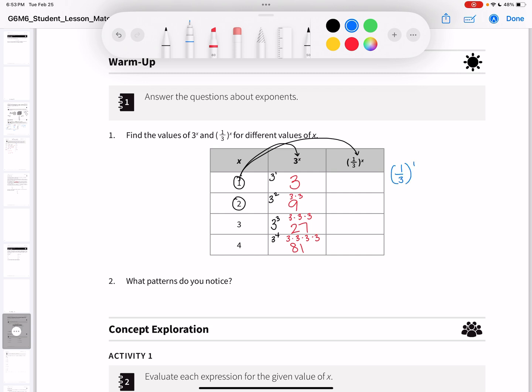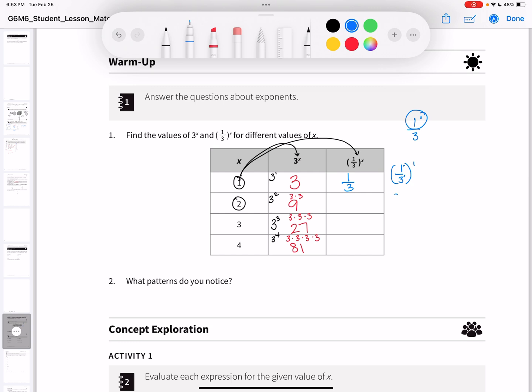And we put it in parentheses because that power of 1 goes to our top number and our bottom number. If there was no parentheses, if it was just like this, then we would only do that exponent to the top. But when it's in parentheses, it means to do it to the top and the bottom. So 1/3 to the power of 1 is 1/3.